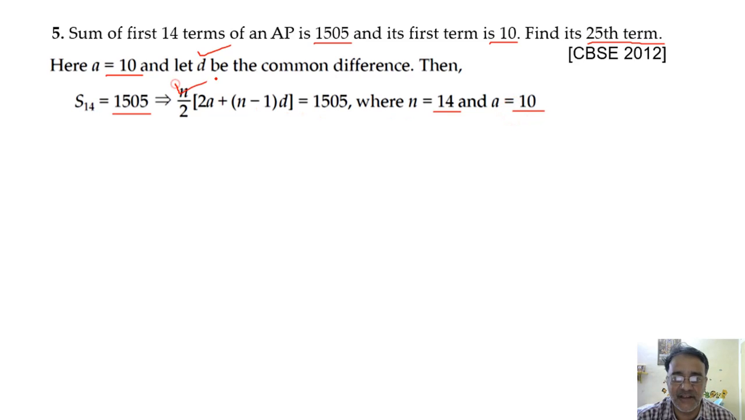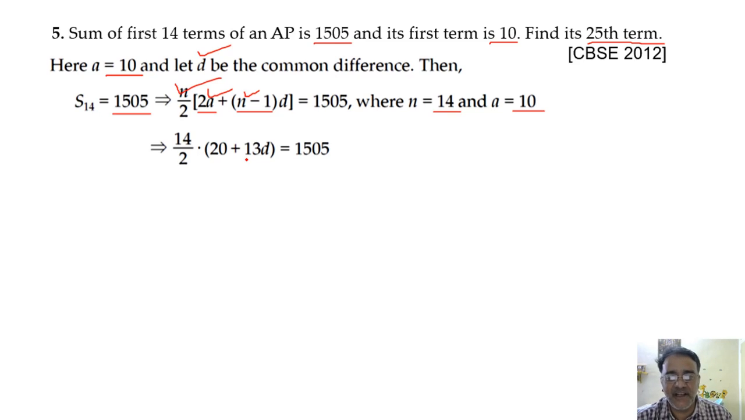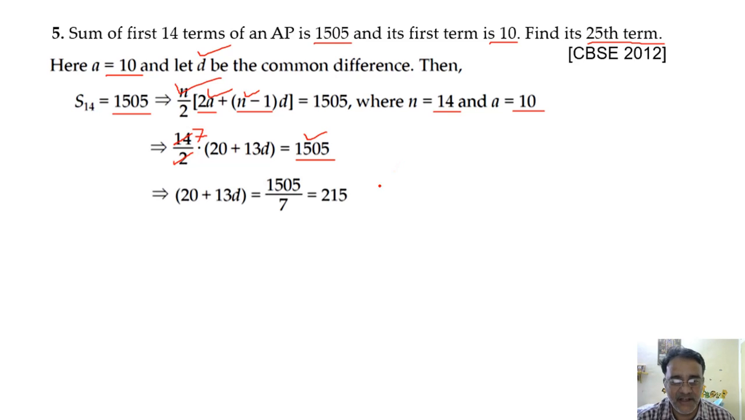So we will substitute the value of n and the value of a here. So 14/2, this will become 20, and this will become 14 minus 1, 13d. Okay, this step is clear. Yes, sir. You can cancel it. We'll get 7 here. So 20 plus 13d is equal to 1505 divided by 7. See, this is dividing by 7. Yes, sir. 215. Yes, 215.